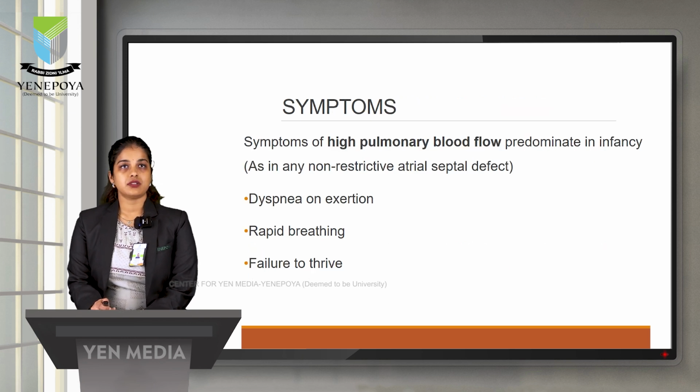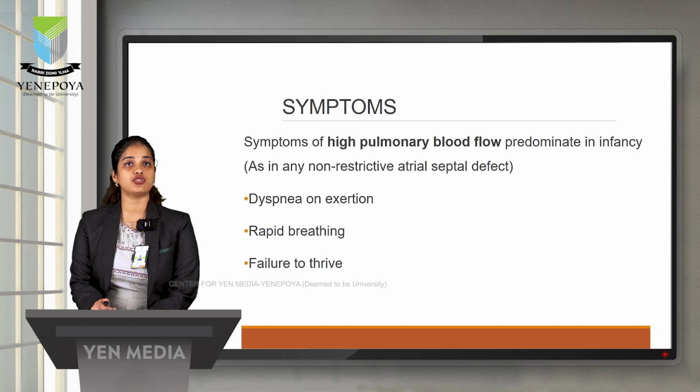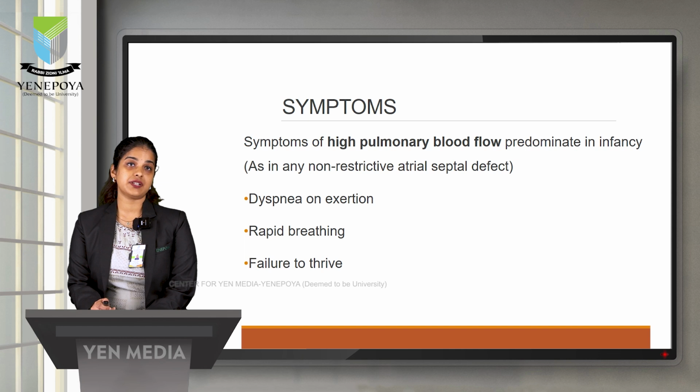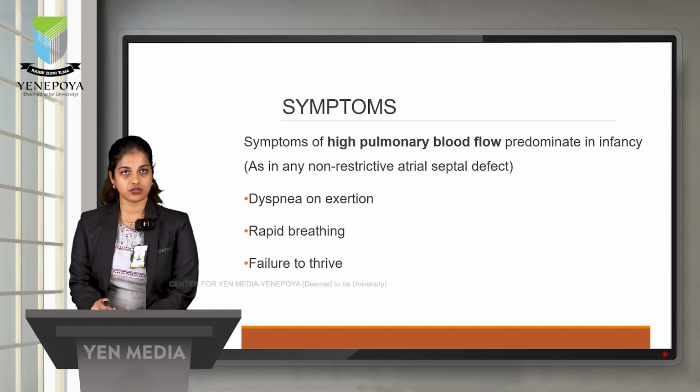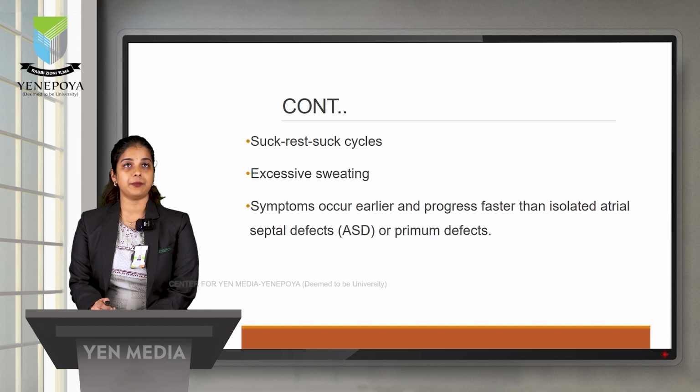Coming to the symptoms, symptoms of high pulmonary blood flow predominate in infancy. That is similar to the symptoms shown by a large non-restrictive atrial septal defect. Because of high pulmonary blood flow, the patient can present with dyspnea on exertion, that is shortness of breath, rapid breathing, failure to thrive, that is the developmental abnormality of the baby, and suck-rest-suck cycles. This is nothing but the feeding pattern.